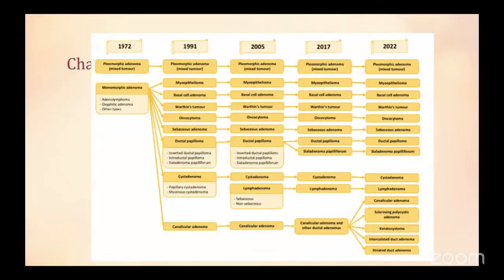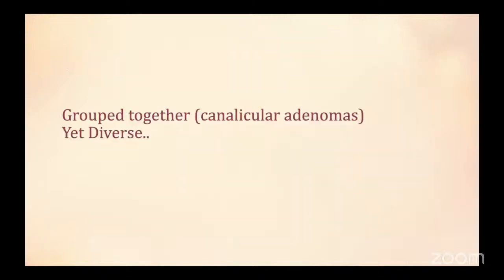So changes in the benign epithelial group, we'll not go into this very busy slide. The only thing we'll focus on are the new entities which have been added, mainly in the canalicular adenoma group. So 4 entities have been added in the benign pathologies, and all these pathologies we will discuss a little bit because they are more commonly in the parotid gland. So they are grouped together, but they are still diverse.